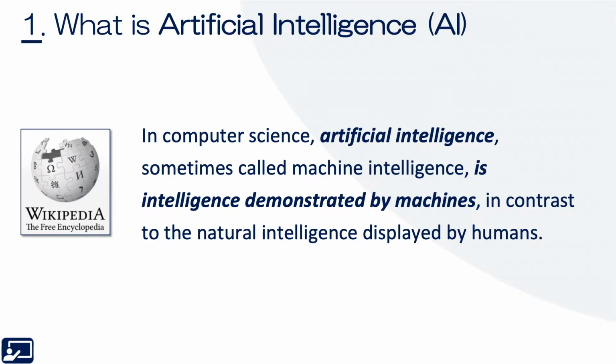Topic 1, what is artificial intelligence? In computer science, artificial intelligence, sometimes called machine intelligence, is intelligence demonstrated by machines, in contrast to the natural intelligence displayed by humans.